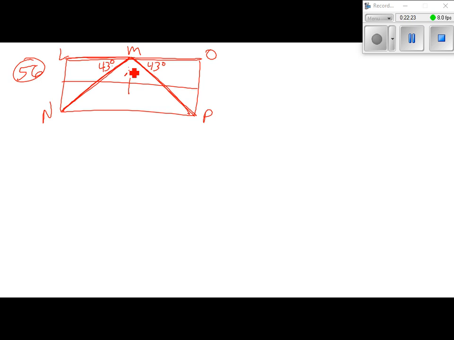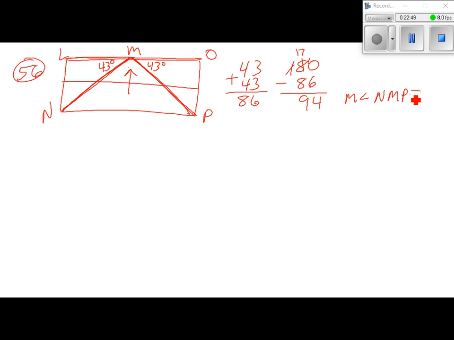Well, we know those three angles together should add up to 180, so if I add those two, it's 86, and then subtract that from 180, that should give us our answer. If I borrow there, that's 4, to borrow here, so that's 94. So the measure of angle NMP is 94 degrees.